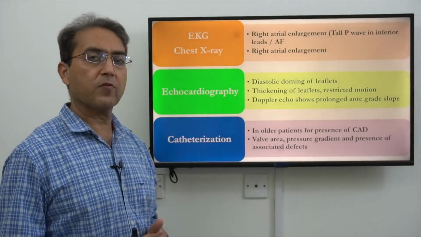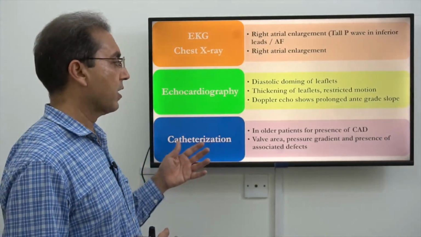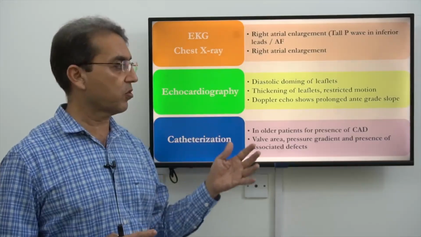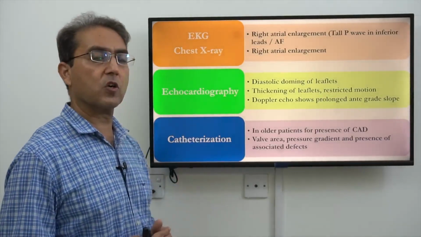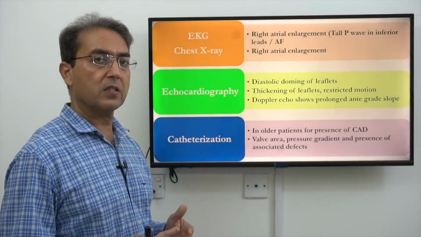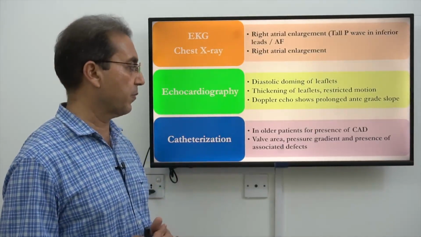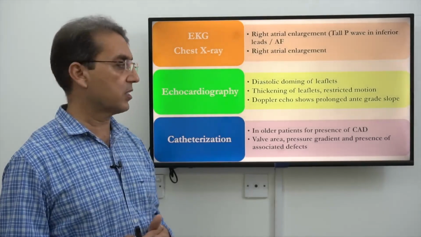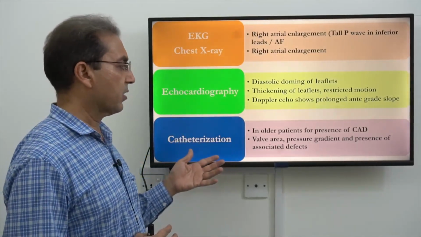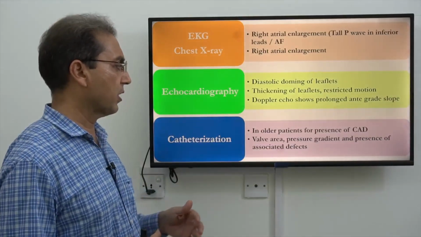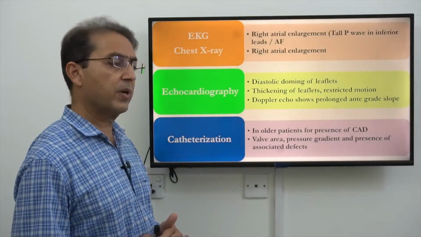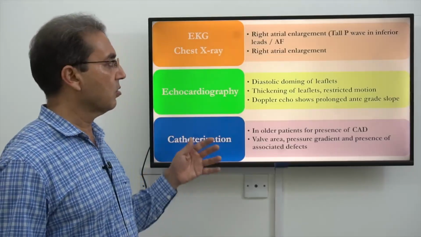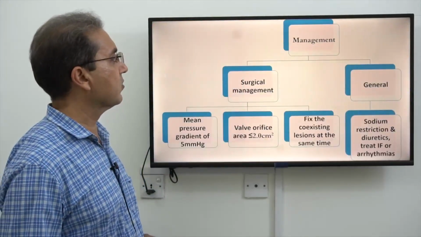Catheterization is generally not required for tricuspid stenosis. It is required in older patients when we are considering that there may be concomitant coronary artery disease. So we evaluate the coronaries as well, because if the patient requires surgery, coronary evaluation might be required, and if needed, CABG, or coronary artery bypass grafting, can be done at the same time. Then from catheterization, if we're planning surgery, we can see the valve area, the pressure gradient, and the presence of associated effects. So in those patients, we may go for catheter studies as well.